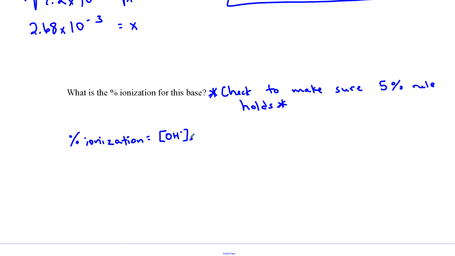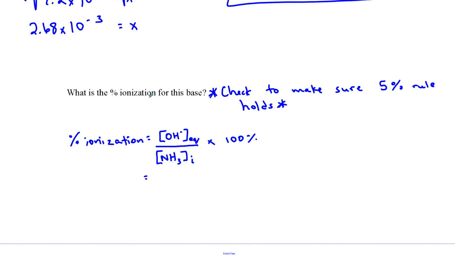So this would be the concentration at equilibrium, because initially the concentration is 0, compared to the initial concentration of the solution. Okay, and then we multiply that by 100% to make it a percentage.